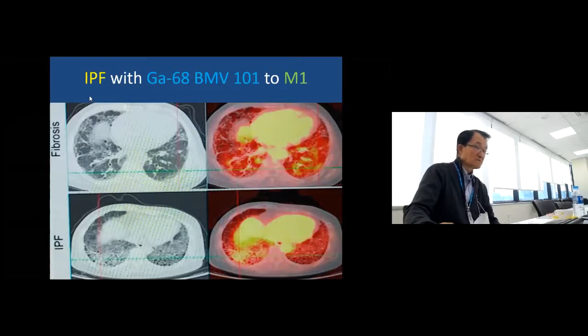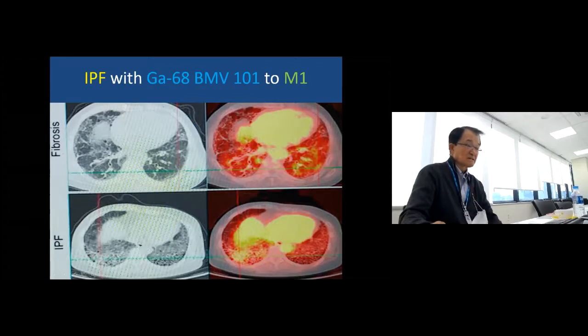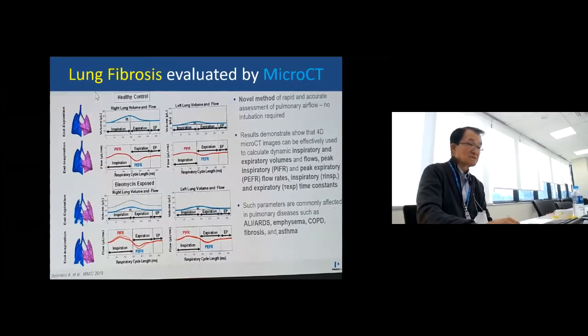Idiopathic pulmonary fibrosis is another disease of unknown cause, with a fibrotic strand here and diffuse infiltration. A specific antibody attached to M1 macrophages shows more specific chronic inflammation. In lung fibrosis, bleomycin and other agents cause fibrosis, and micro CT has been shown.